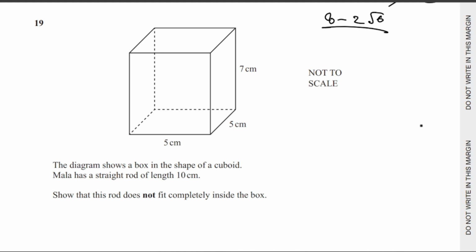Right now, what is the maximum length we can fit in a cuboid? That would be the diagonal from this corner to this corner, right? So it would be like that. So we need to show actually that the diagonal this way is not equal to 10, right? It's shorter than 10 centimeters, right?